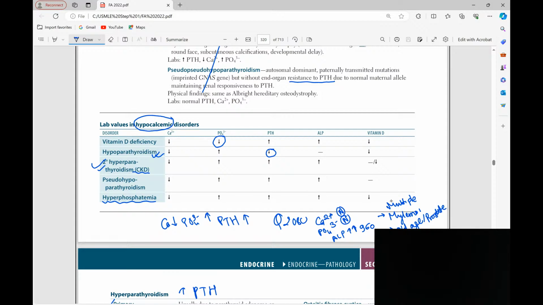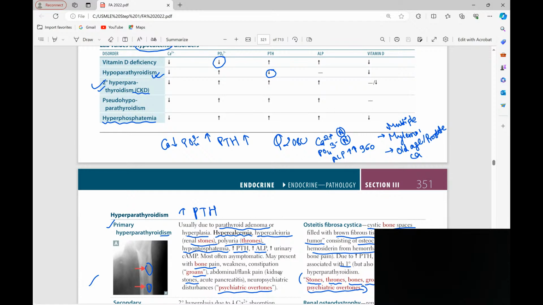I had ticked multiple myeloma because calcium is normal and phosphate is also normal. If there was any pathology within the parathyroid gland, as we can see, there would be either calcium decrease or calcium increase, or phosphate increase or phosphate decrease. And there was nothing about parathormone. There was only something about ALP. So you can just try and find the answer to this question.